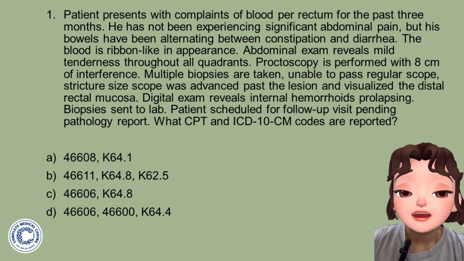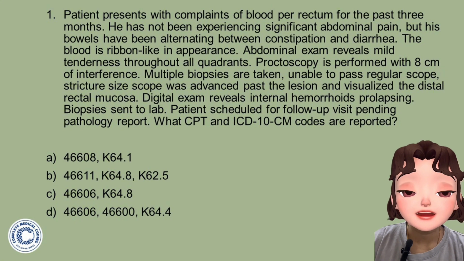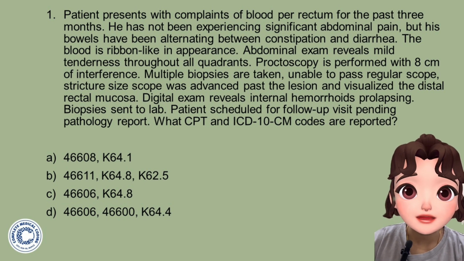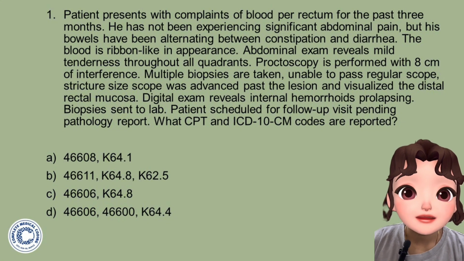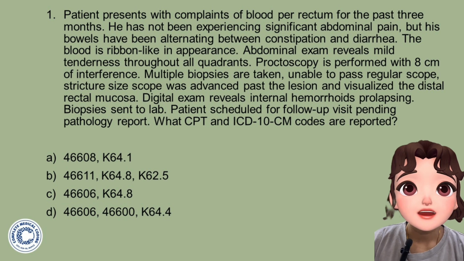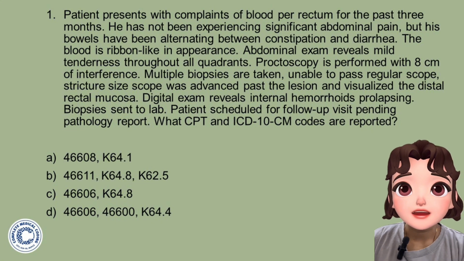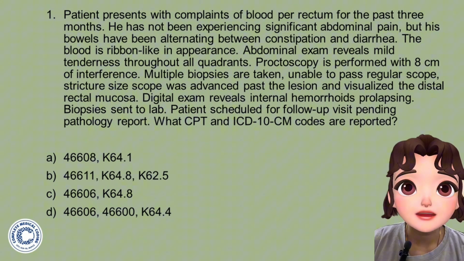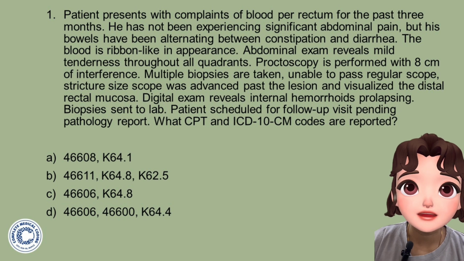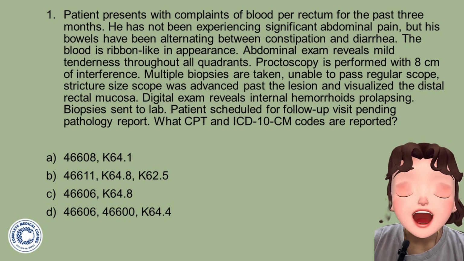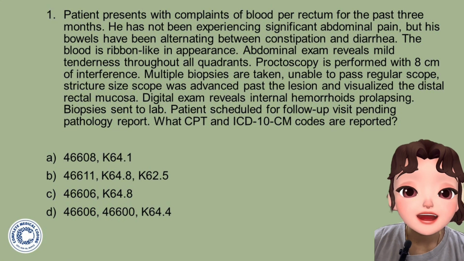What is the next ICD code in option B? K62.5. What is K62.5? Hemorrhage of anus and rectum. That is the same as other hemorrhoids. We cannot code both together because in option B, two ICD codes are present, K64.8 and K62.5. Both are actually the same. So, no need to mention both. You should code either K64.8 or K62.5. But K64.8 is more accurate since it is mentioned as other hemorrhoids.